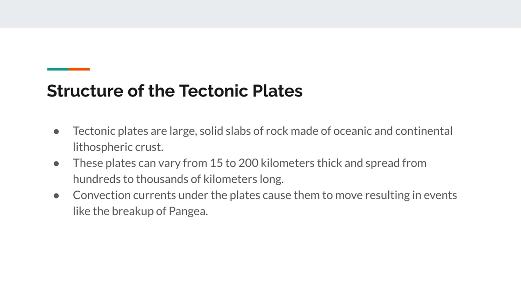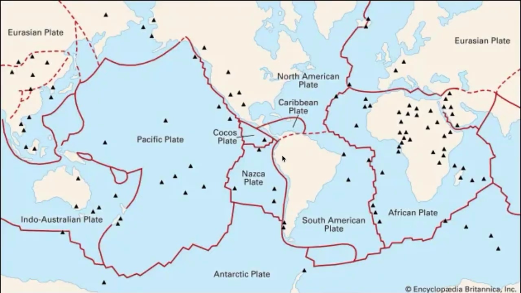The structure of the tectonic plates: they are large solid slabs of rock made of oceanic and continental lithospheric crust. These plates can vary from 15 to 200 kilometers thick and can spread from hundreds to thousands of kilometers long. Convection currents under the plates can cause them to move, resulting in events like the breakup of Pangea. Each year, the plates shift a few centimeters, and this can cause effects on the world.